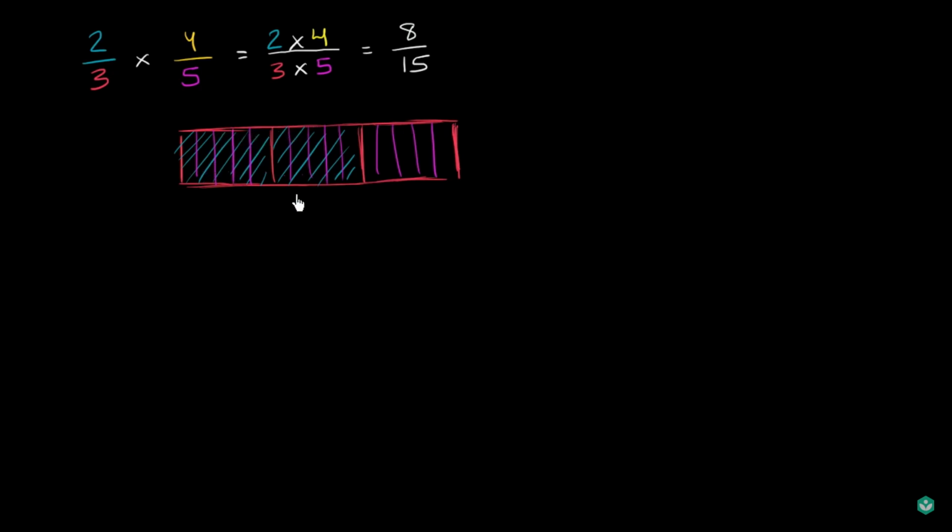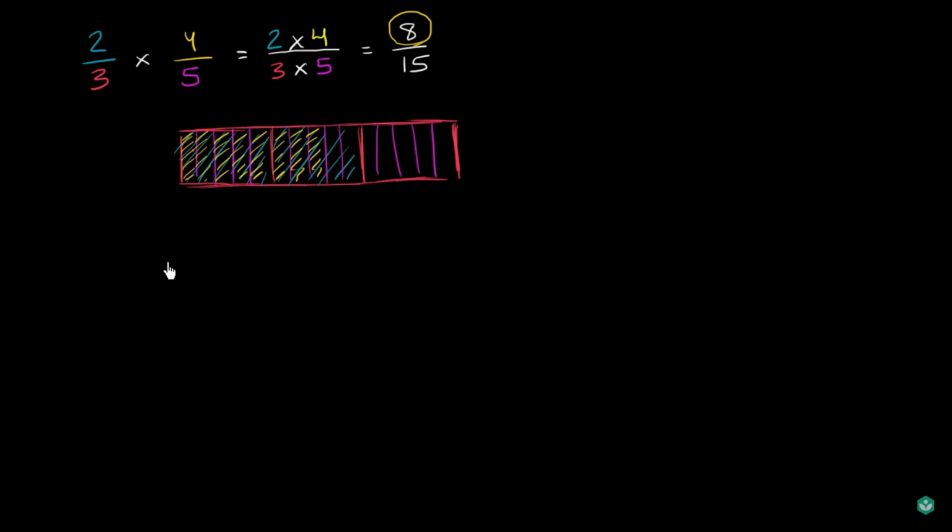But now we want 4/5 of this right over here. So this is 10/15 right over here. Notice that's the same thing as 2/3. Now if we want to take 4/5 of that, 4/5 of 10 of something is going to be 8 of them. So we're going to take 8 of them: 1, 2, 3, 4, 5, 6, 7, 8. We took 8 of the 15. So that is 8/15.